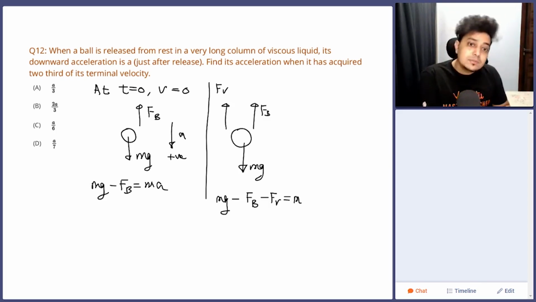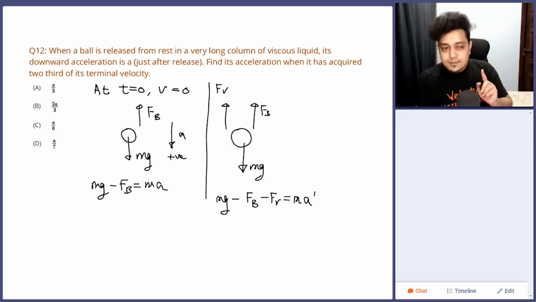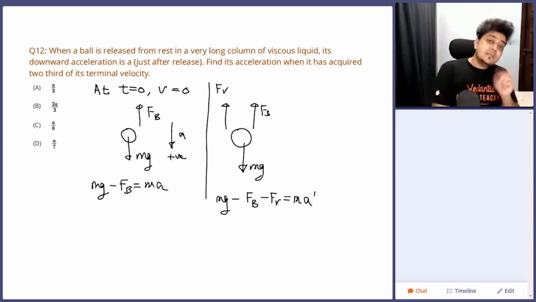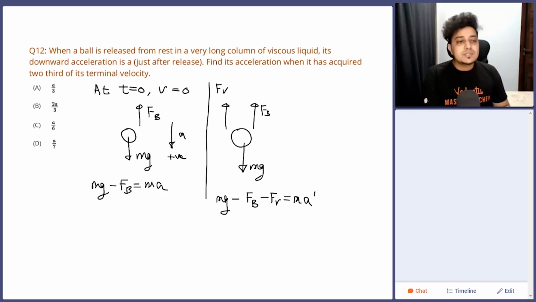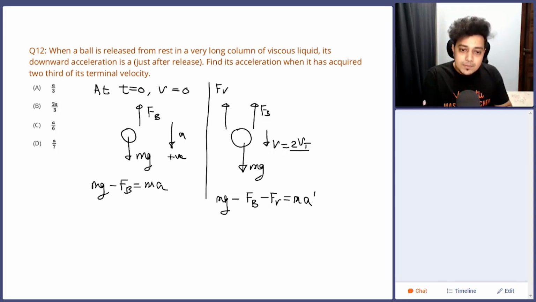Acceleration is A, and this acceleration is A dash. This is what we have to find out. Clear? Now here they have given us the velocity value of the ball right now. This velocity is 2/3 of the terminal velocity. So if you solve for the case of terminal velocity, how will the FBD be?